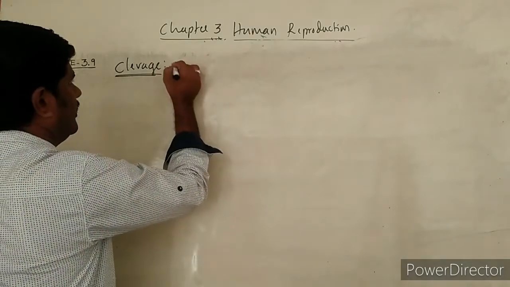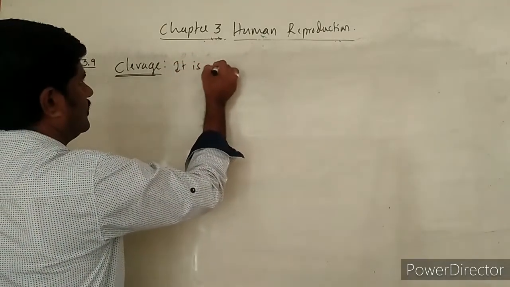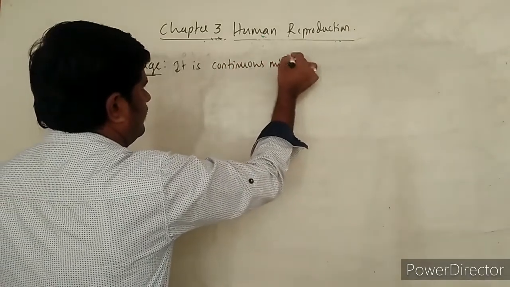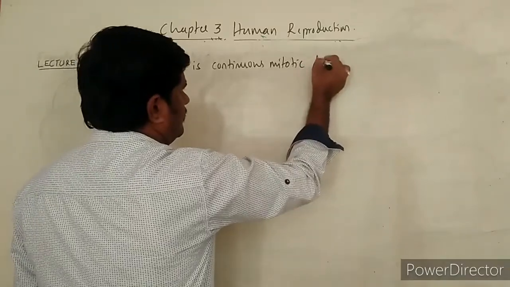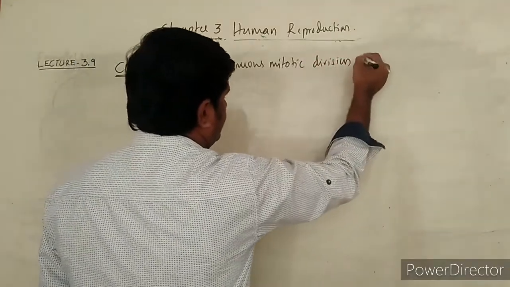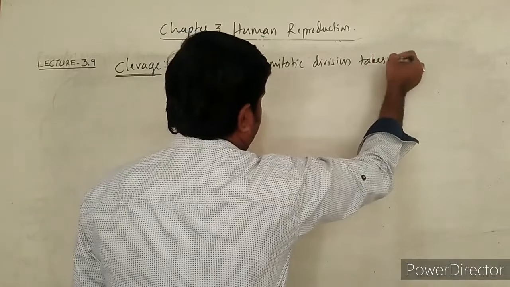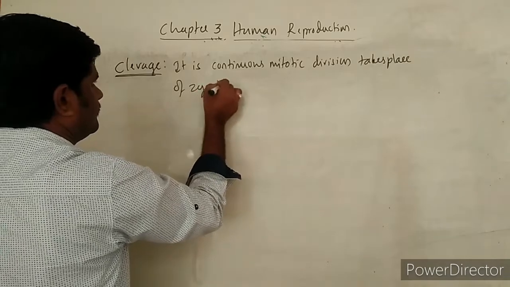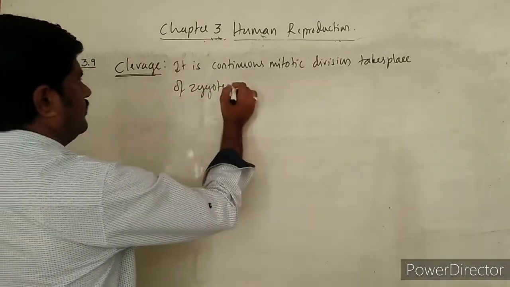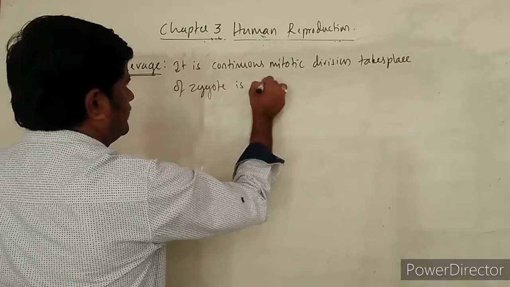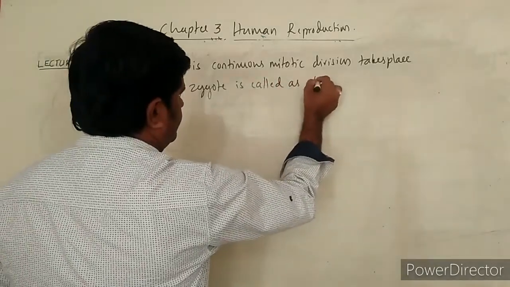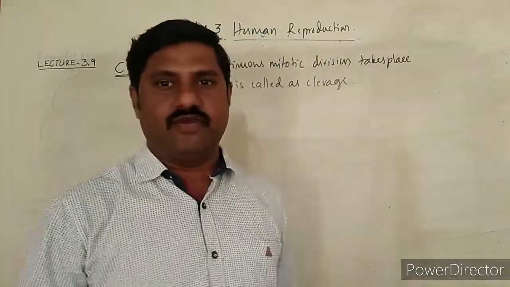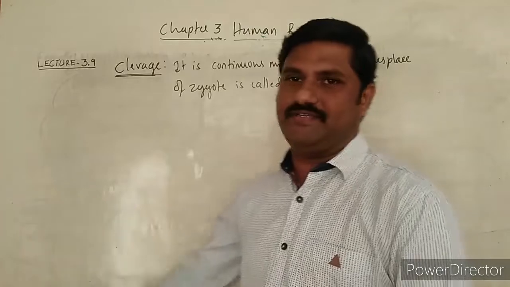Cleavage is nothing but the continuous mitotic division of the zygote, right? So the zygote undergoes continuous mitotic division, that is called as cleavage, right?